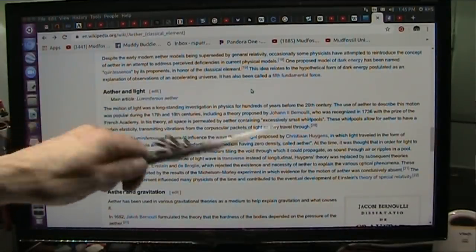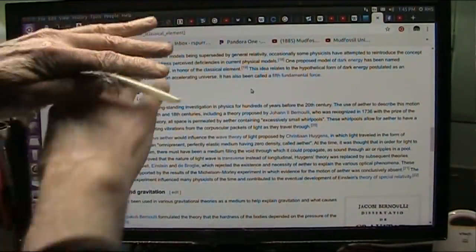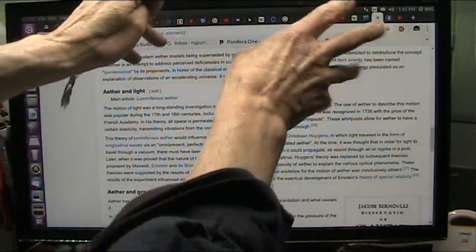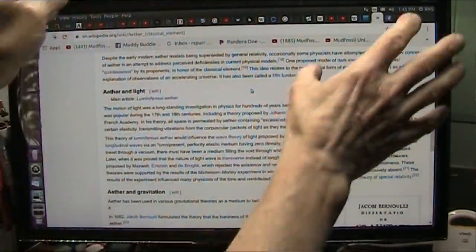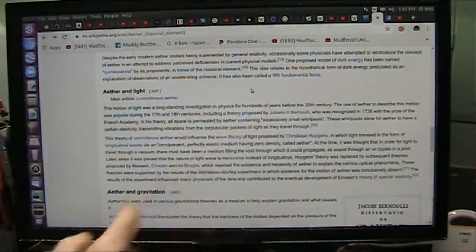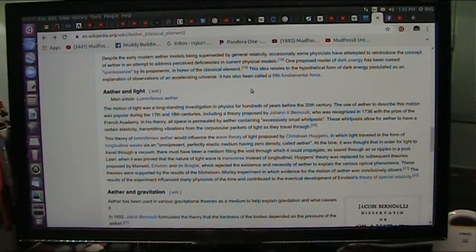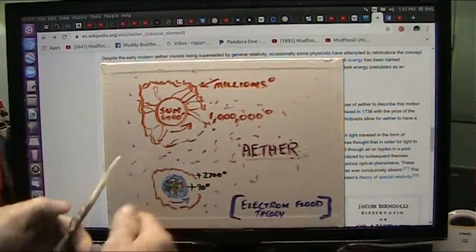And not only is there ether in the space, what we call the vacuum, which is nothing more than light particles. They're coming from every single direction. And they fill there, and they are particles. They are not nothing. And I can prove that because of this right here.